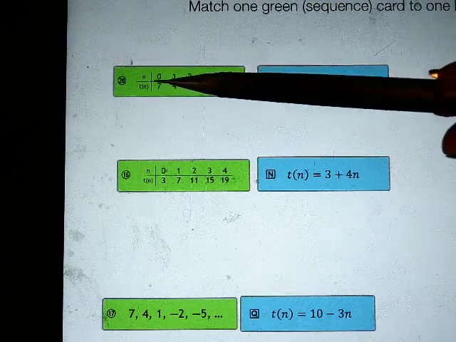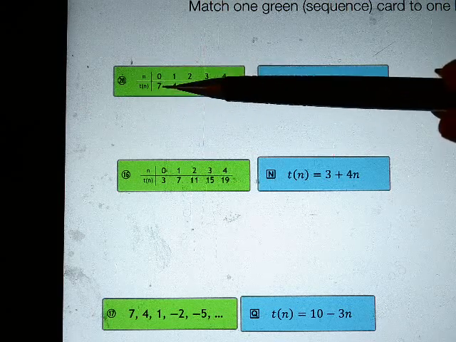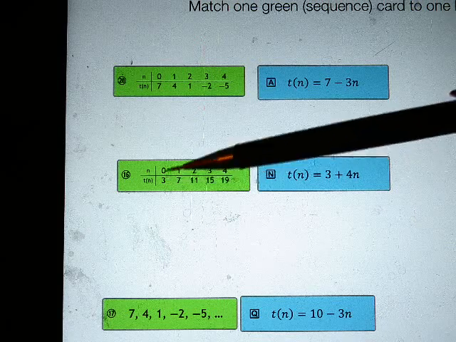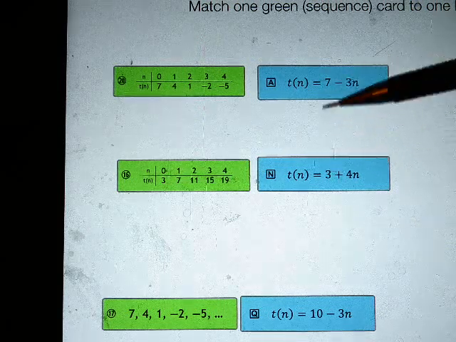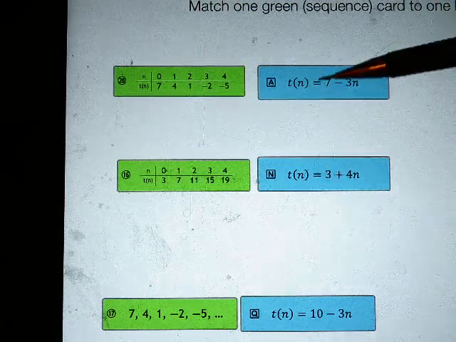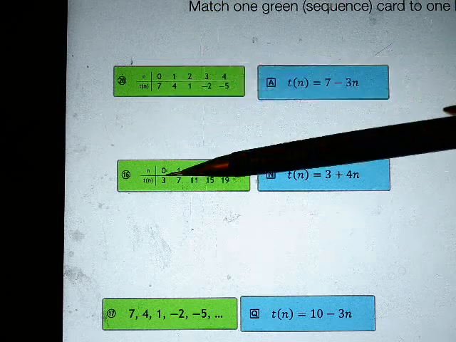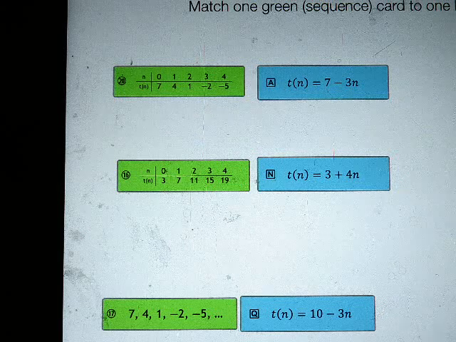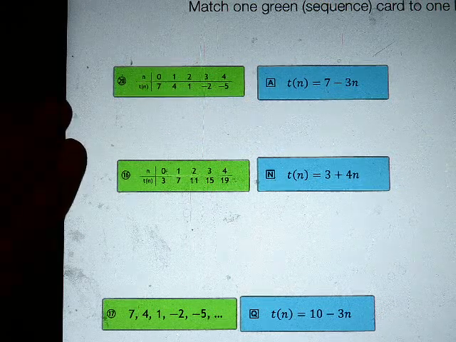7 is the 0 term in this table. 3 is the 0 term in this table. It looks like those numbers, the numbers before the adder number, are the initial values, or the 0 terms in their respective sequences. So that's actually something we can conclude.